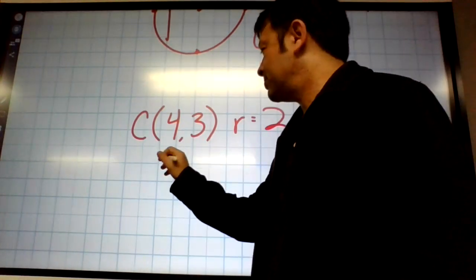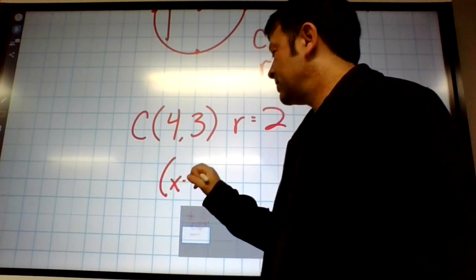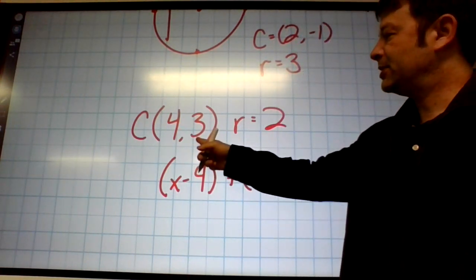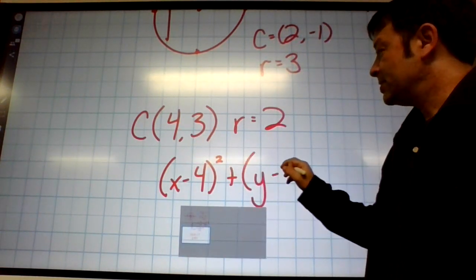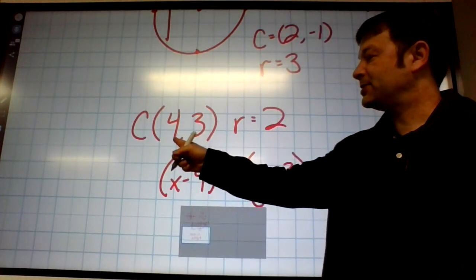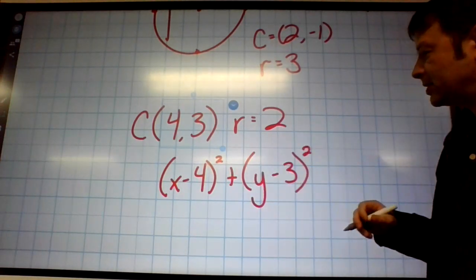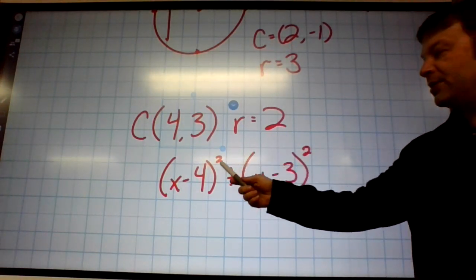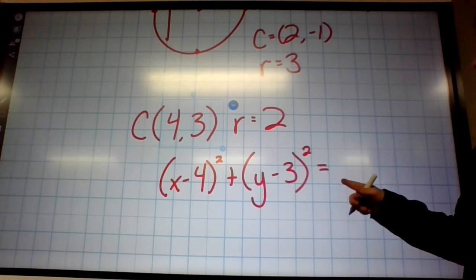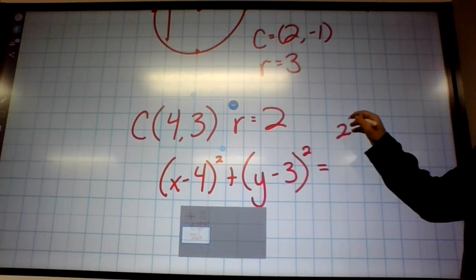How do I move the circle right 4? Right, x minus 4 squared. How do I move it up 3? Y minus 3. Yeah, so notice we're just doing the opposites. If it's a positive 4, we did a minus 4. If it's a positive 3, we did a minus 3. Okay, there's always a square on these. And what's that going to equal out here? If the radius is 2, out here we're going to put 2 squared.